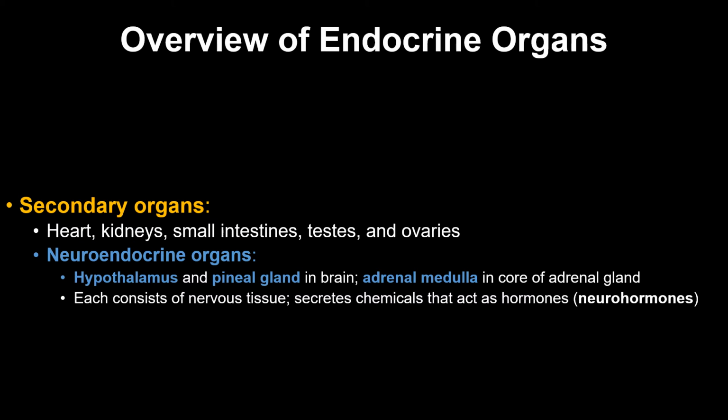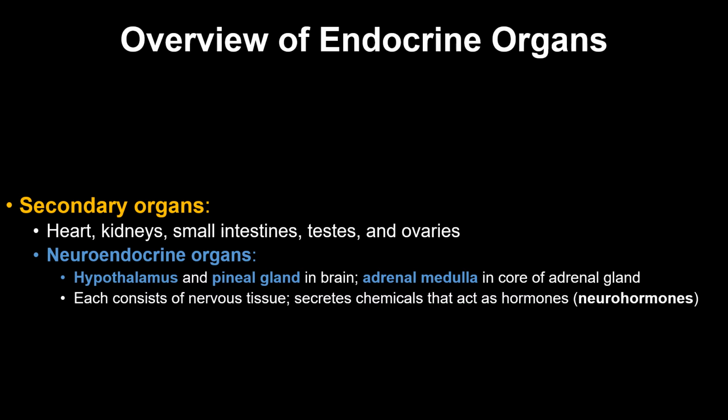You also have secondary endocrine organs that are technically not considered part of the endocrine system. These organs do produce hormones, but essentially belong to other systems. I want you to note that the testes and ovaries are often considered secondary endocrine organs, as they are also part of the reproductive system.